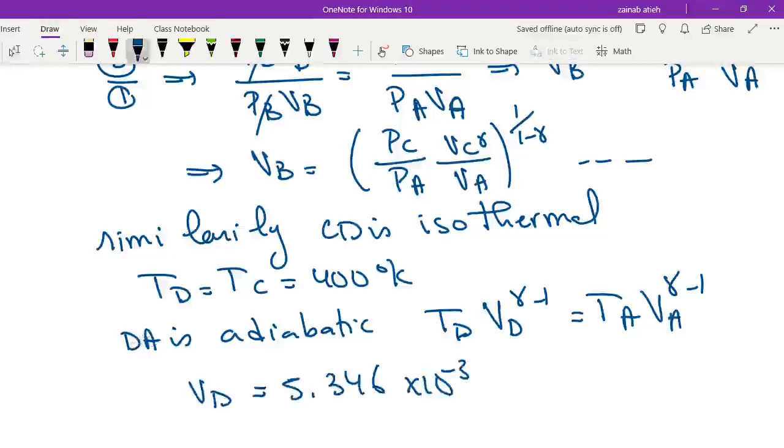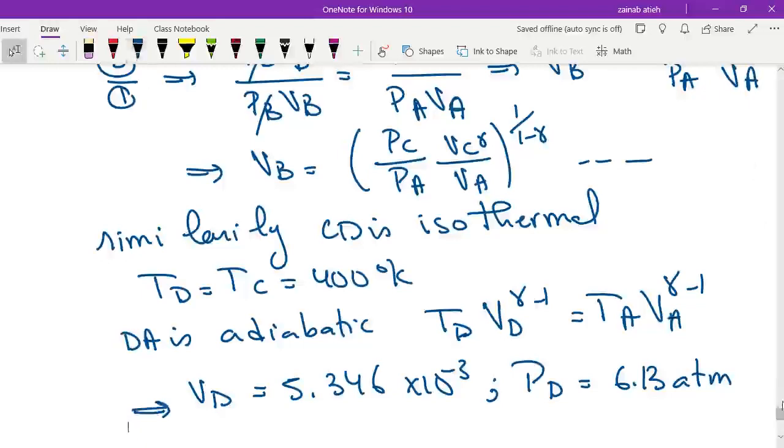Once you get Vd, you have Vd and Td, so you can calculate Pd. So for Pd, you either use PdVd equals PcVc, or PdVd equals nRTd, both of them are correct, which will give you 6.13. I have calculated it using PdVd equals PcVc, which gives Pd equals 6.13 atmosphere. So you arrive at these two answers, okay? Similar to what I have already done.